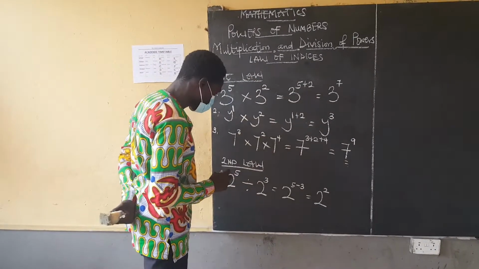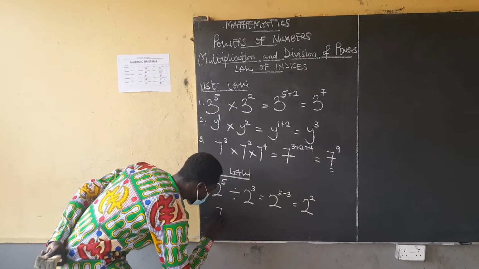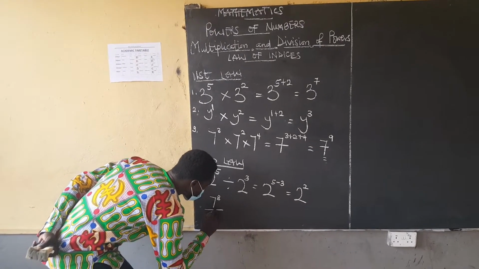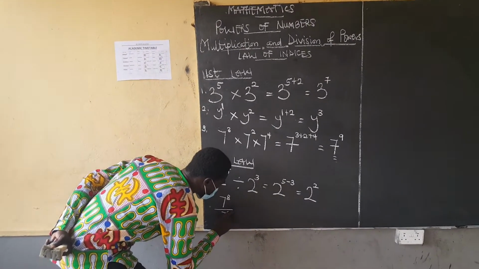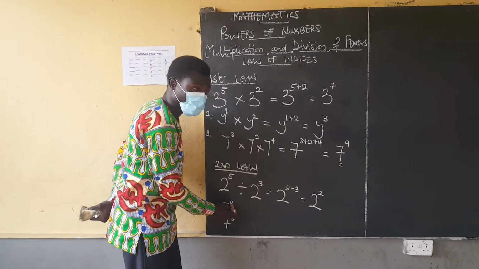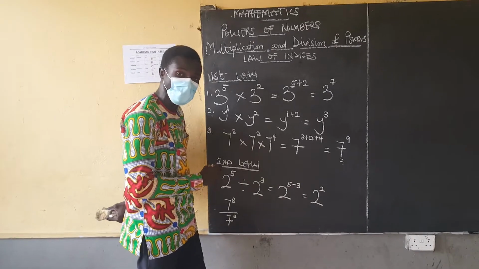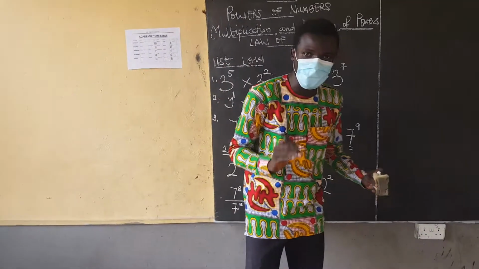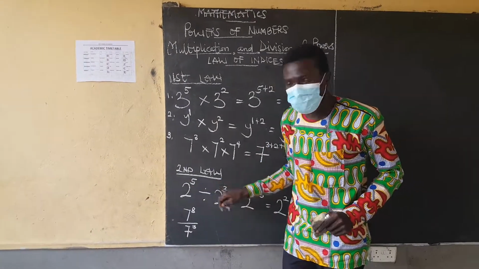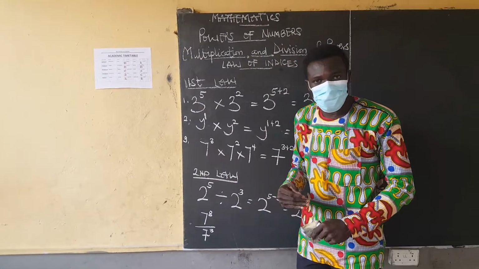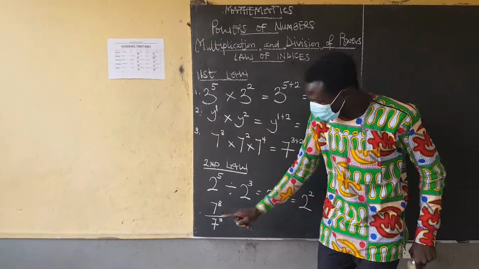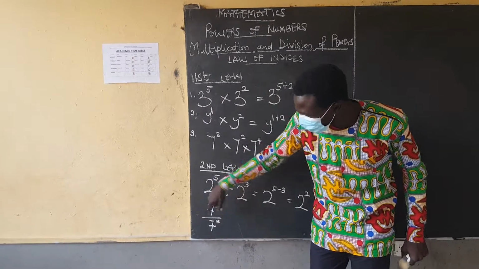Let's take another example. Let's say we have 7 raised to the power 8 divided by 7 raised to the power 3. Remember, you are dividing this time. And the second law is saying that if you are dividing two numbers of the same base, you subtract the powers. So the base here is 7, and the base here is 7.